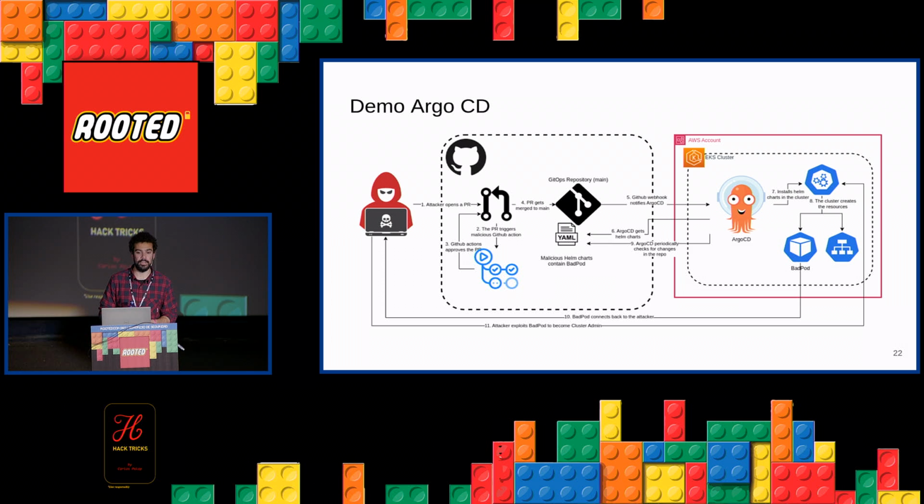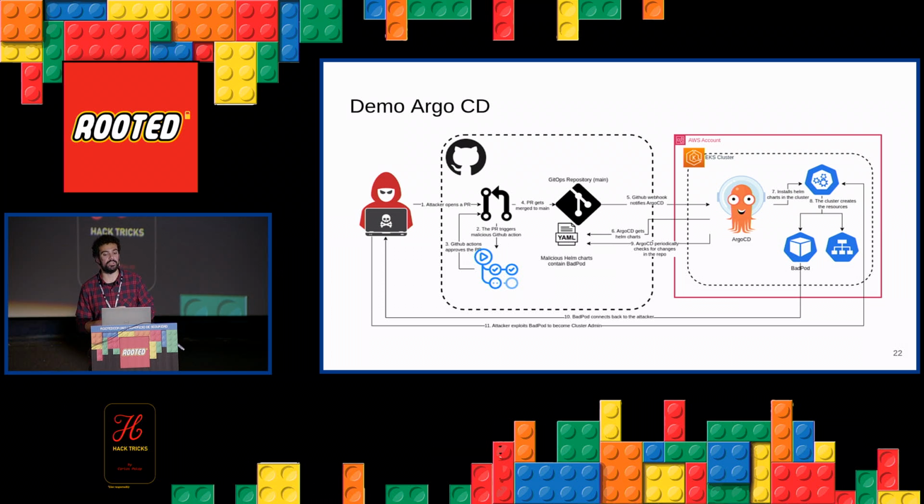So how can an attacker take advantage of this? If an attacker was able to bypass branch protection and they're able to push to the main branch, that means they control the desired state, and therefore Argo CD will say, okay, the state has changed, I'm just going to create something that someone told me in the cluster. In this case, we're going to use what's called a bad pod, and this is a pod that has a container which is privileged, and since it's privileged, they will be able to escape the container.